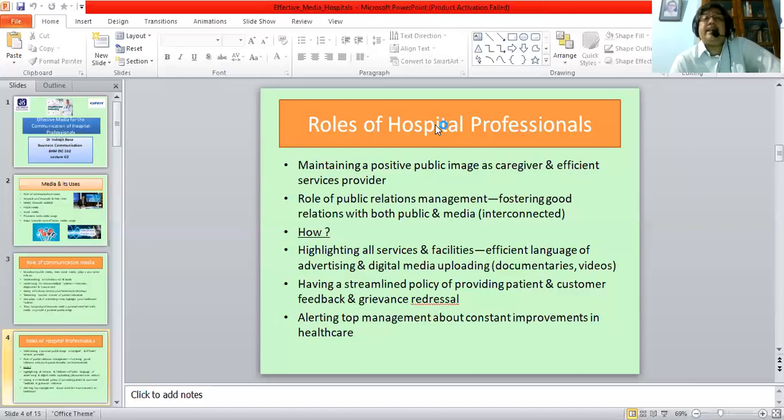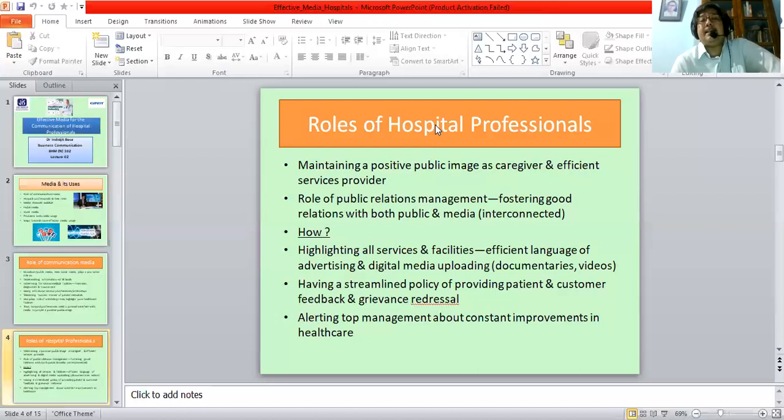Now, how is it that you are going to maintain this public relations and to maintain this positive interaction with the media? So, certain qualities you will have to possess as a public relations officer or as a management professional. What are these?